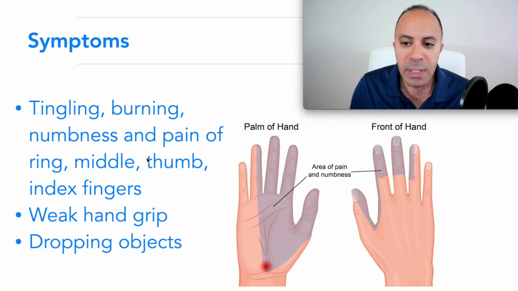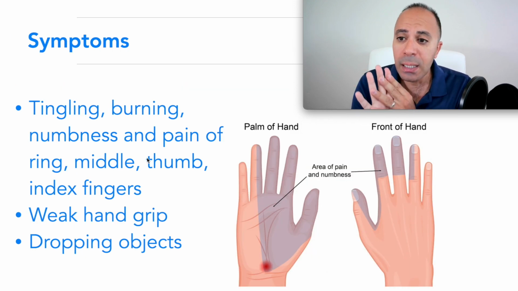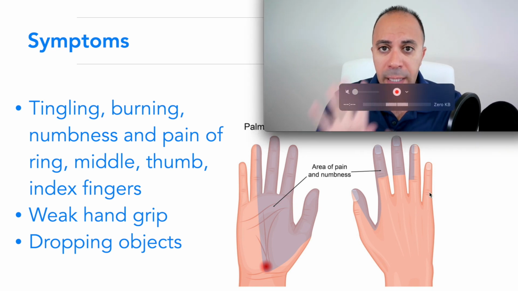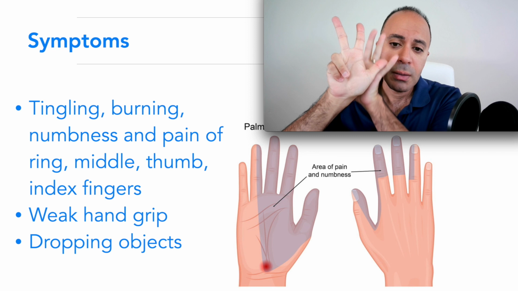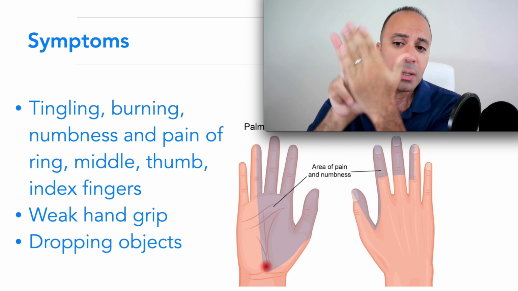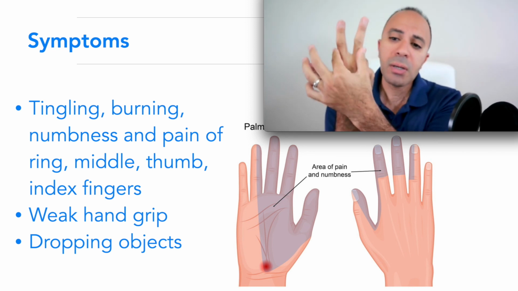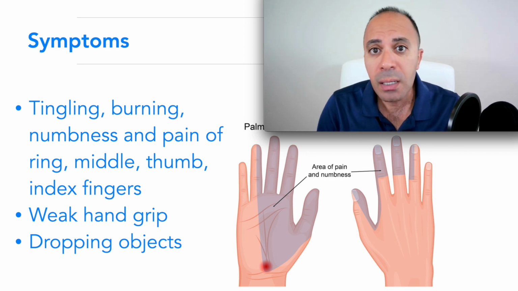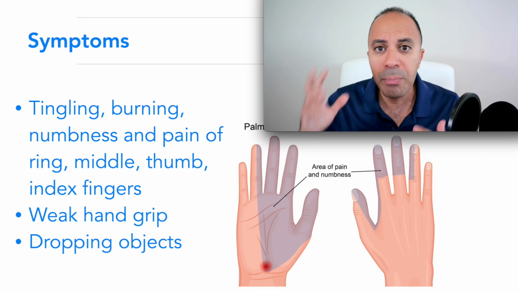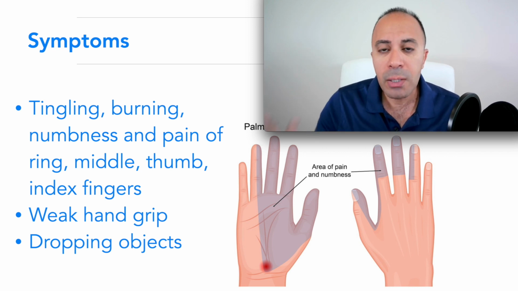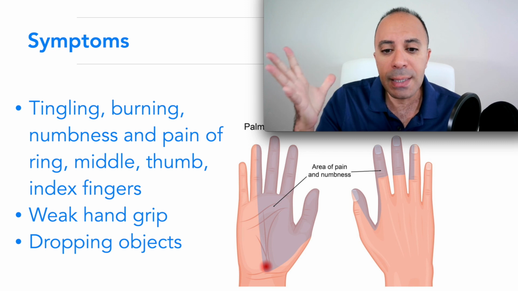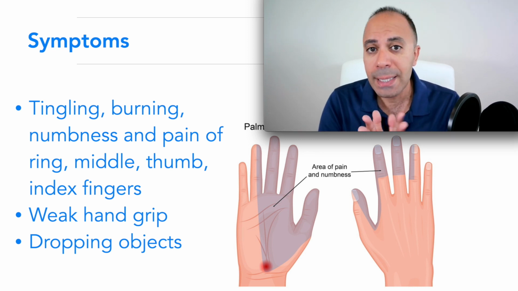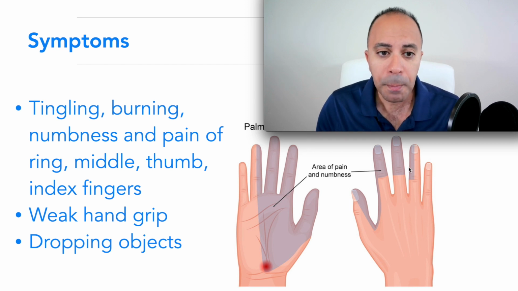When you start to have symptoms, they are numbness and tingling, and it's very typical. You will feel it in the first three fingers, on the front and on the back of those three fingers. The symptoms are tingling, burning, numbness, and pain. Some people can start to feel weakness in their hand and drop objects due to weakness in their muscles.